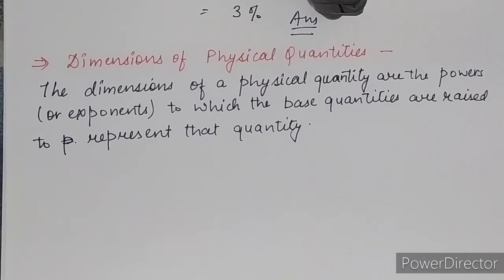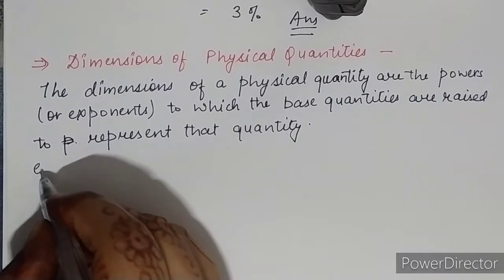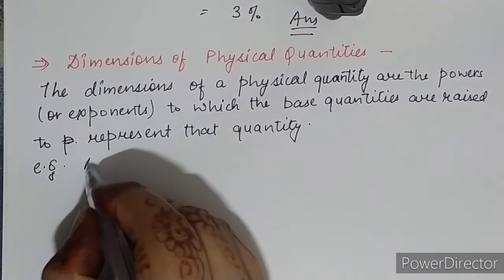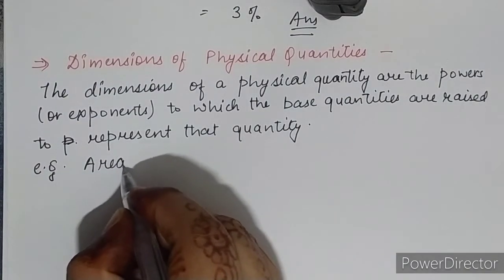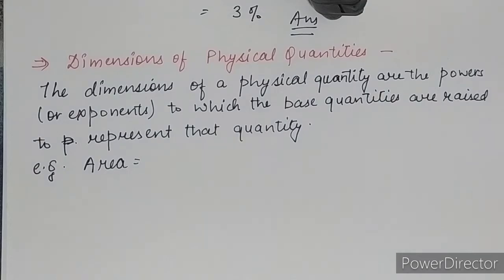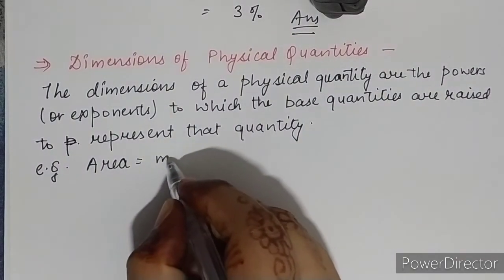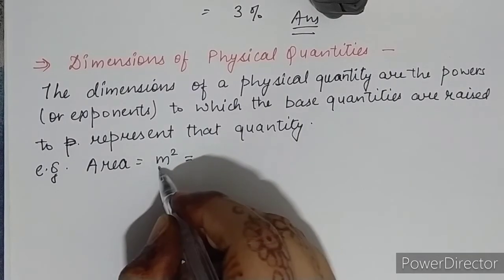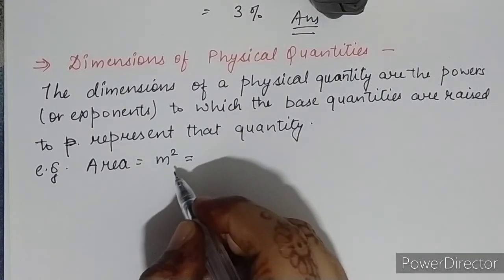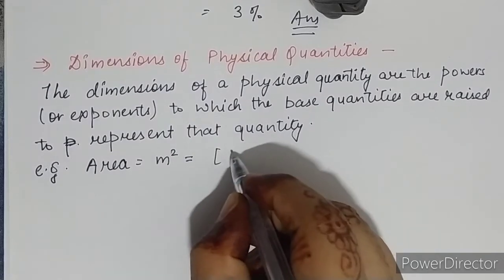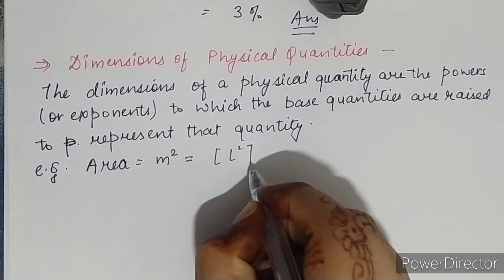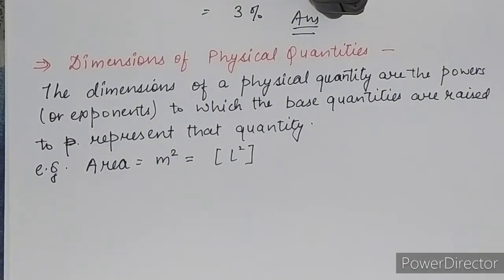Suppose I give you the example of area. Always take the units in the MKS form. Area has the unit meter squared. Meter is the length, L, so it will be L squared in square brackets, in the MLT form.